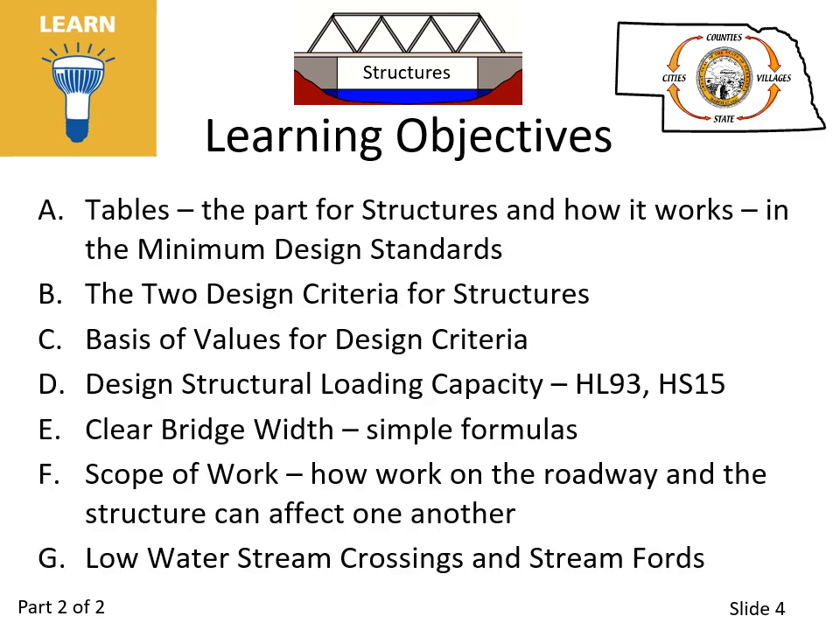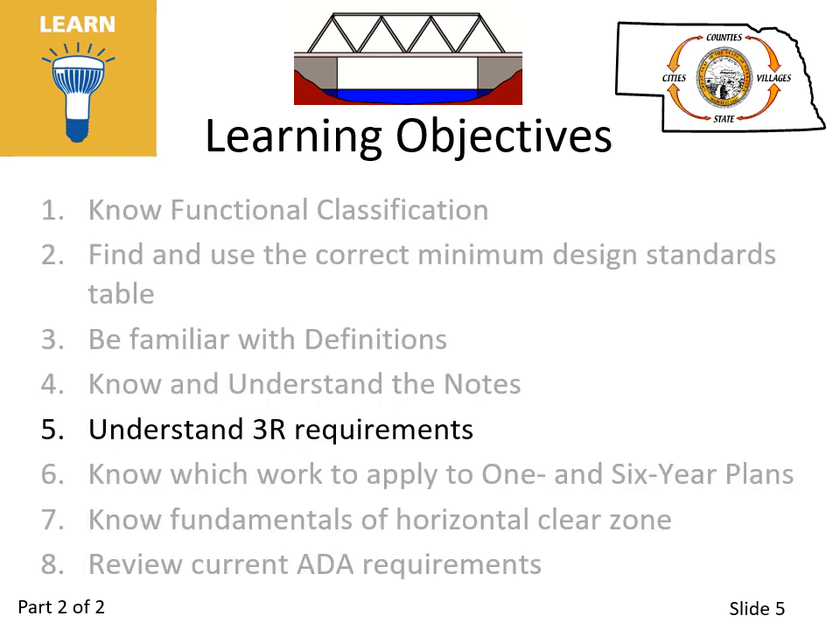This two-part series of videos also covers other learning objectives specific to bridges and structures. Of the learning objectives shown, Part 1 discusses and demonstrates how tables in the minimum design standards work for bridges and structures and introduces the two design criteria for structures and the basis of their values. This video, Part 2, gets into more depth on Note 18 and clear bridge width, addresses how work on a roadway and work on a structure can affect one another, and also addresses low water stream crossings and fords. The next segment is about 3R requirements.